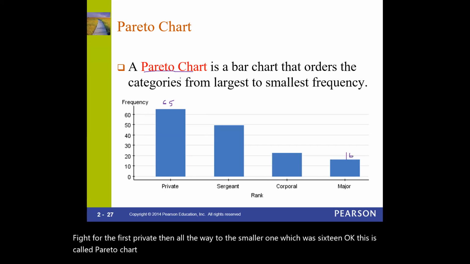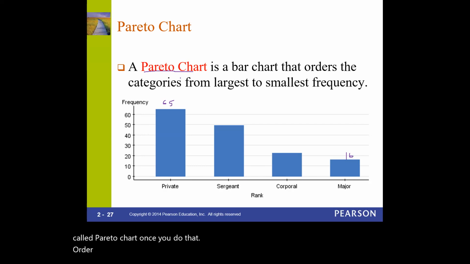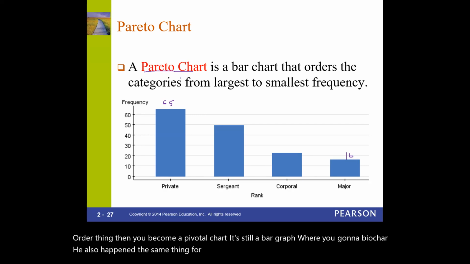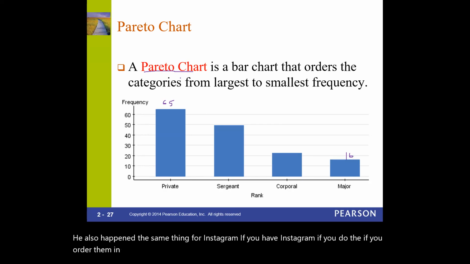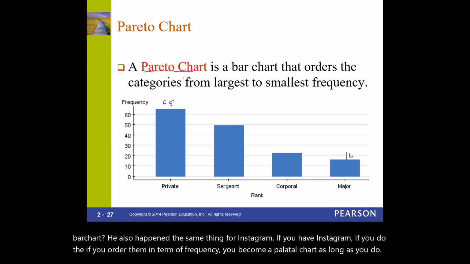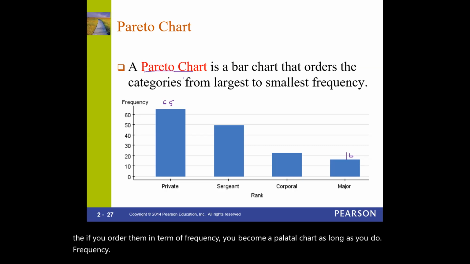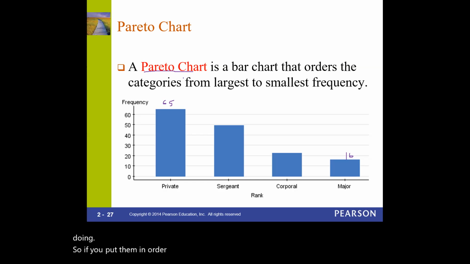Once you do that ordering, you become a Pareto chart. It's still a bar graph, but it's called a Pareto chart. The same thing happens for a histogram. If you have a histogram and you order the bars in terms of frequency, it becomes a Pareto chart. Not only for that one, it can be for any type of graph you're doing. If you put them in order of frequency, it's going to become a Pareto chart.